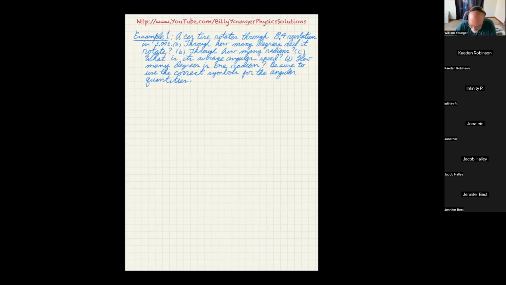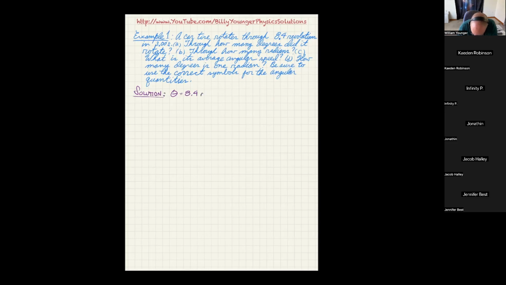It says a car tire rotates through 8.4 revolutions in 3.00 seconds. So let's start off by solving this. I'll write down solution, and I usually use that as some time to either explain how we're going to solve it or give certain equations. So in this case, I'm going to start off by letting everybody know that the 8.4 revolutions is in fact a measure of theta, the angular displacement.